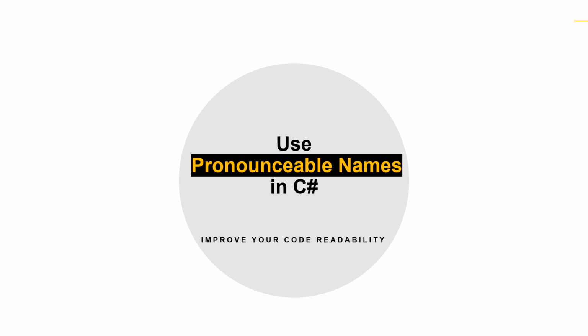In this video, we'll take a closer look at the importance of using pronounceable names in your code and how it can help to improve its quality. We'll also compare good and bad examples of naming conventions to see the difference it can make in the clarity and understandability of your code. Whether you're a beginner or an experienced developer, using pronounceable names in your code is an essential practice that can help to make your code more organized, readable, and maintainable.